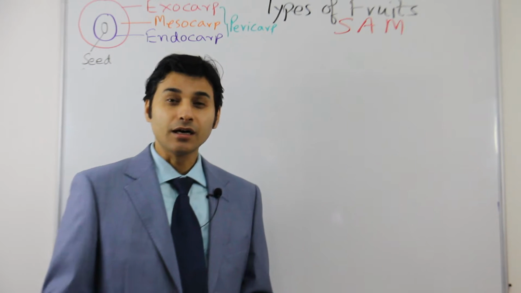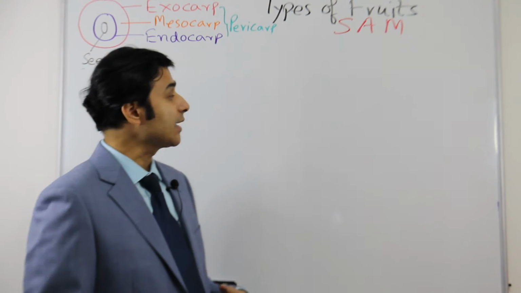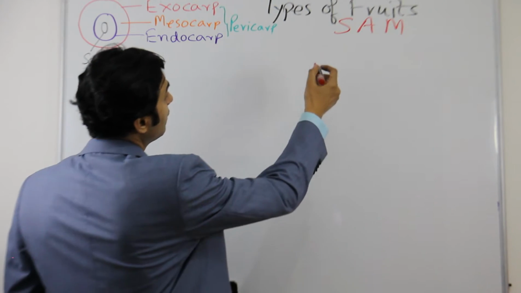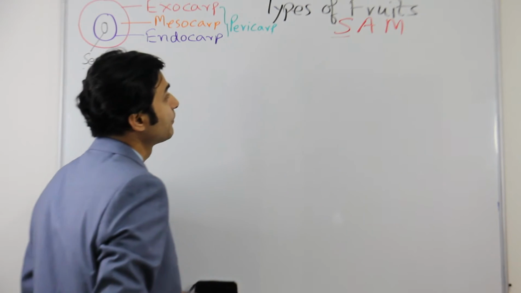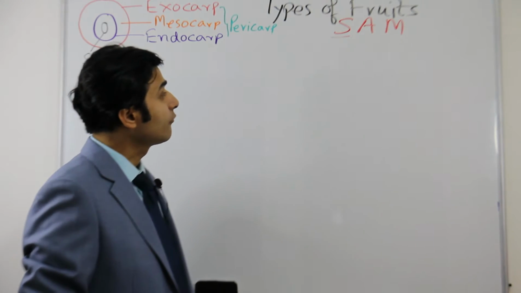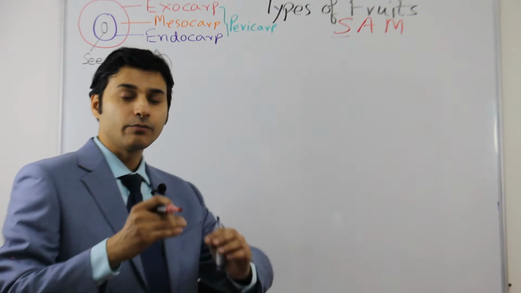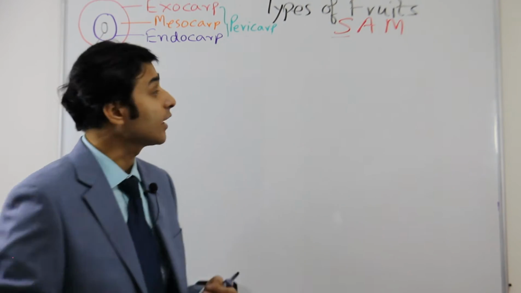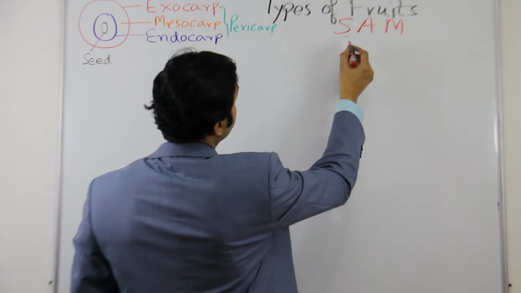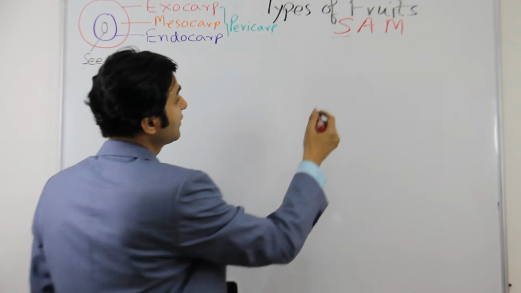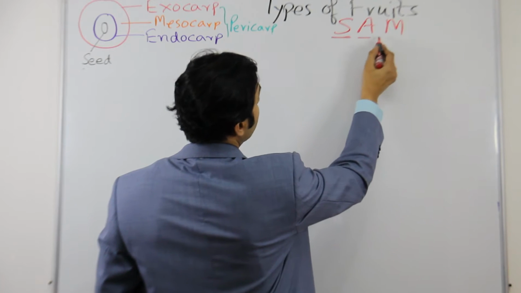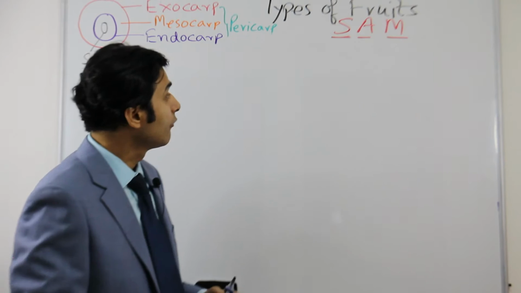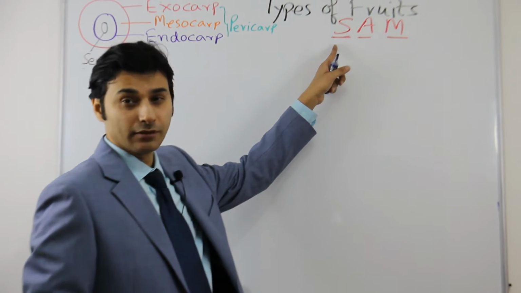You can find the earlier videos where I have described the types of fruits. So far we have discussed simple fruits in detail. As I said, whenever you think about fruits, it is a fertilized and ripened ovary which has seeds inside. Fruits are of three types, and you can remember them by this word SAM. S means simple, A means aggregate, and M means multiple or compound. We have finished simple fruit so far.